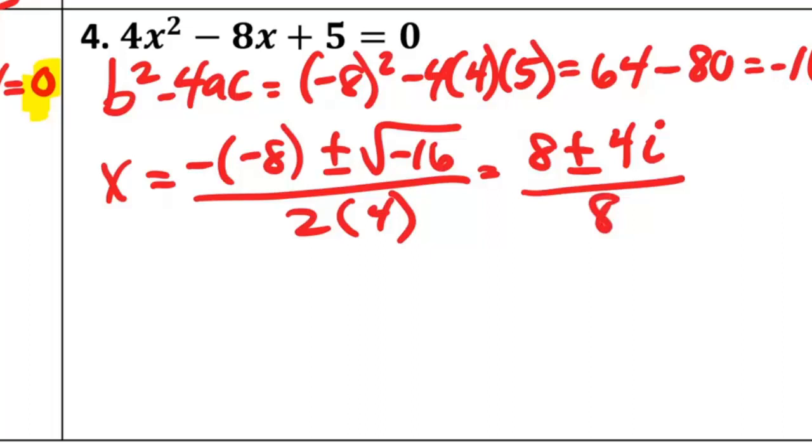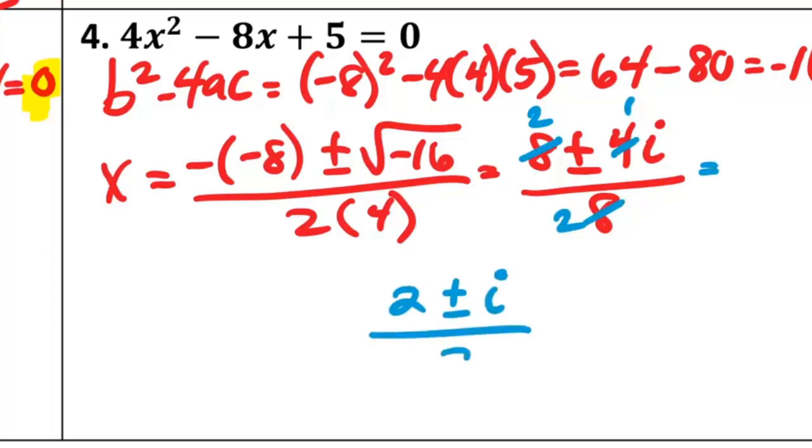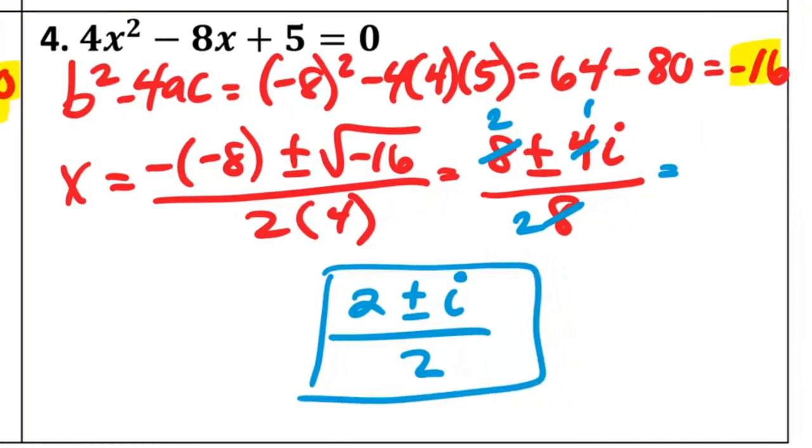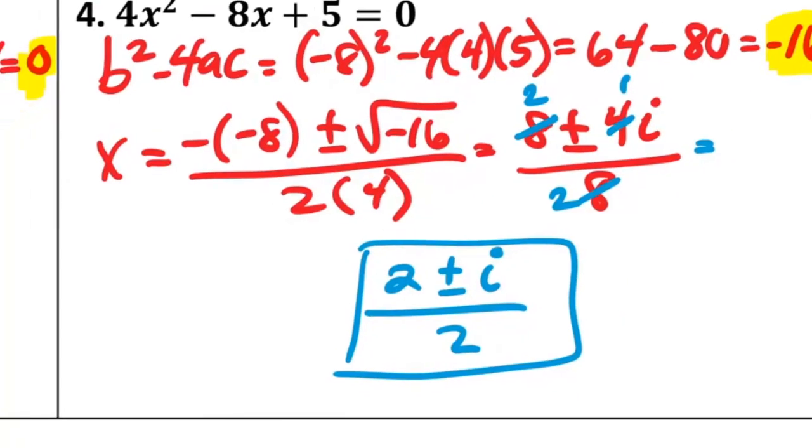When we reduce this, we need to reduce all three numbers at the same time. 4 goes into 8 twice, 4 goes into 4 once, 4 goes into 8 twice. Final answer, 2 plus or minus i over 2. When the discriminant is a negative number, as in negative 16, we get imaginary answers.